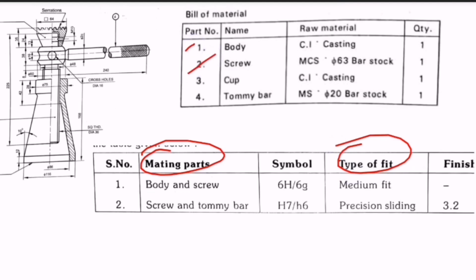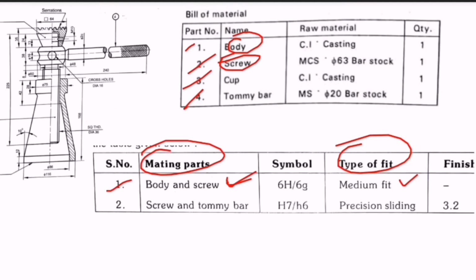So we know 4 parts are there: body, screw, cup and Tommy bar. So this is the assembled figure. First mating parts are body and screw. Body is the first part and screw is the second part. So body and screw are mating together. Its type of fit is medium fit.